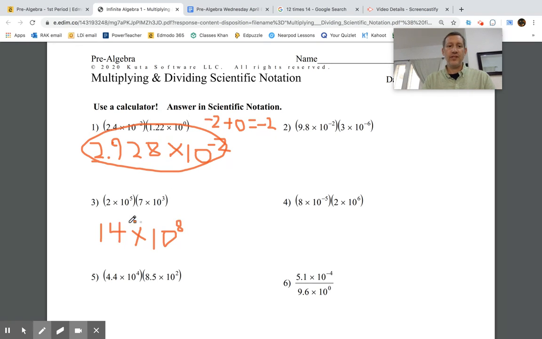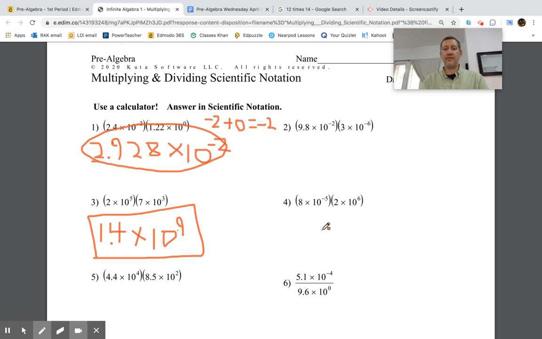Except we need to write this in scientific notation. So I need to move the decimal place over one spot. Boom, right there. And that's going to change this to 10 to the 9th power. Okay? And that is your answer.